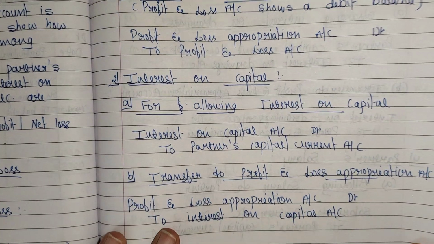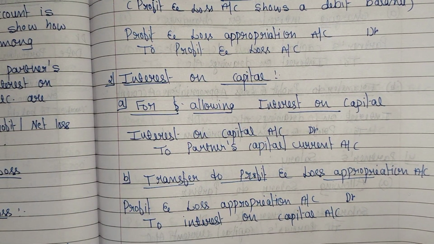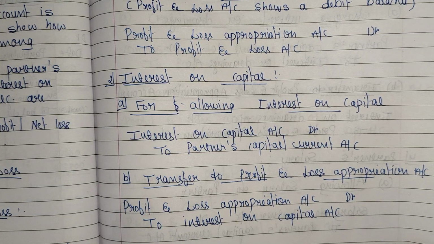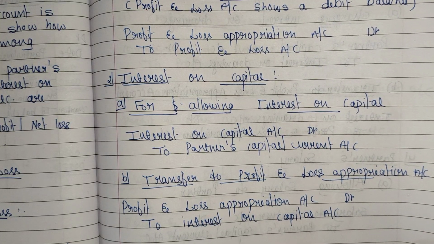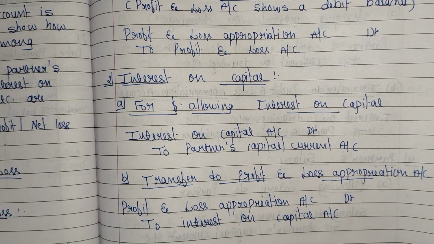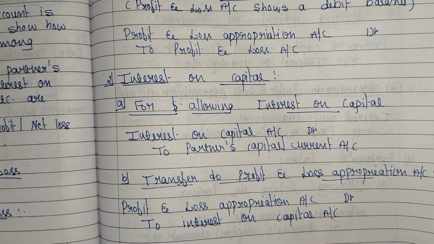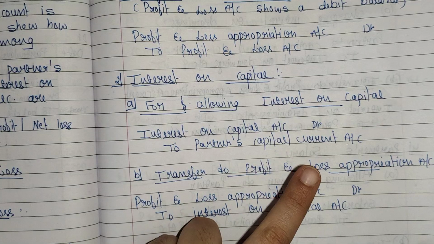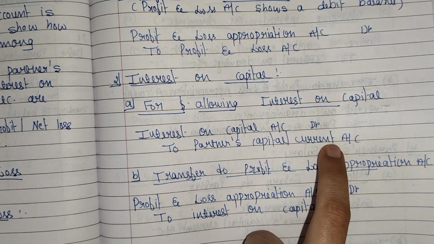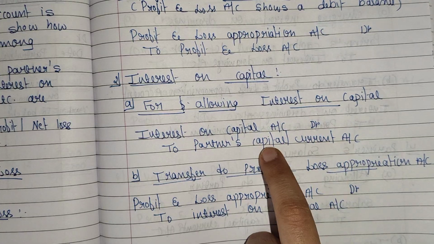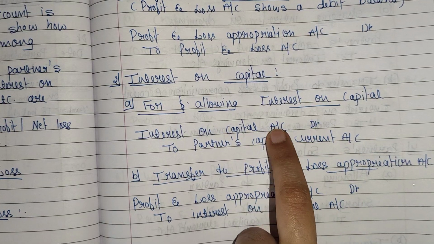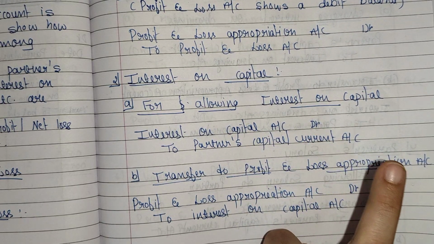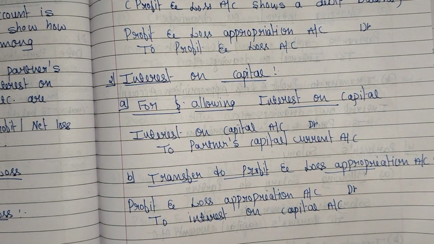Now the second one, that is interest on capital. First, where we need to enter this interest on capital: in the last class we learned about the fixed and fluctuating capital method, the maintenance of partners' capital accounts, right? So in that we first need to allow the interest on capital. The entry is interest on capital account debtor to partners' capital or current account, right? When preparing the partners' capital or current account, the interest on capital account is debited, and in the partners' capital account we need to credit. You know that one, right?